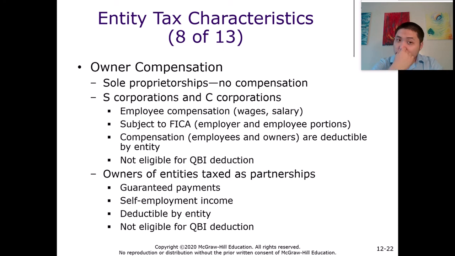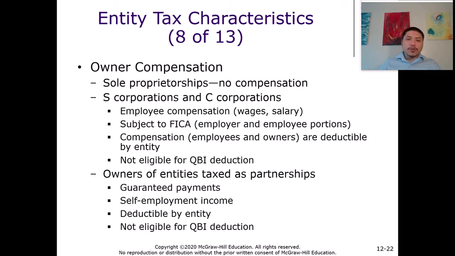So for a sole proprietorship, the entity doesn't have to pay anything, right? All of the income from the sole proprietorship is going to be transferred to the individual owner, and the individual pays tax on it. So the entity itself doesn't pay anything to the owner. The entity itself doesn't recognize compensation to the owner.